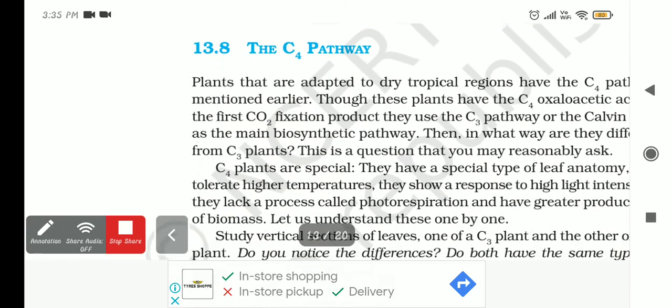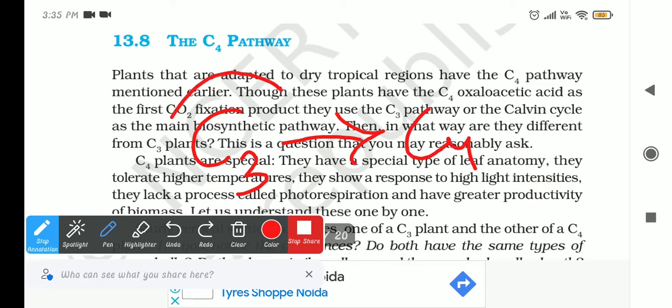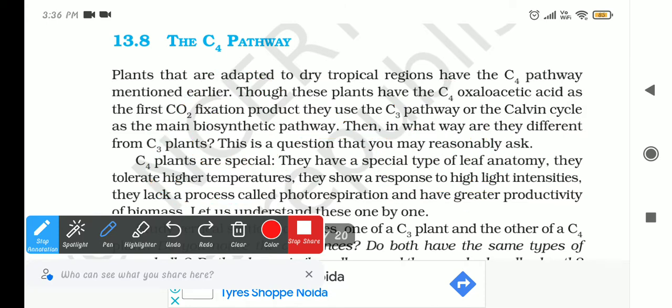Let's talk about the C4 pathway. Plants have adaptations. You must be thinking, when we have the C3 pathway, what is the need for the C4 pathway? If all the photosynthetic plants do the same, why can't they all follow the C3 pathway? It is because the C4 plants have some different adaptation.